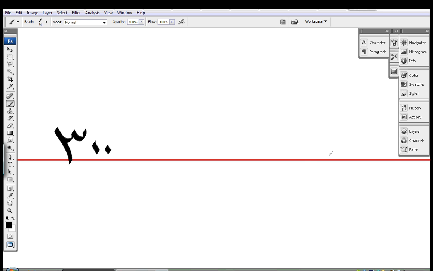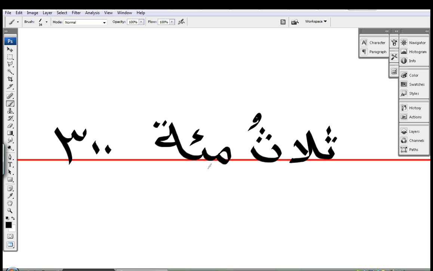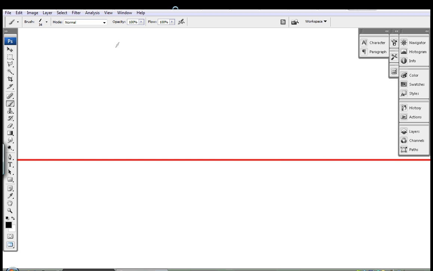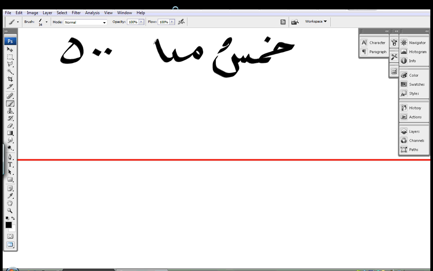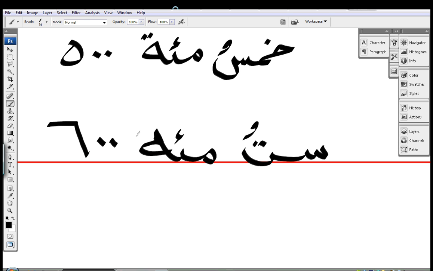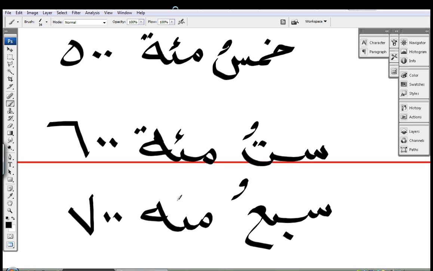But let's just say 300 as ثلاثمئة. 300 is ثلاثمئة. 400 is أربعمئة. 500 is خمسمئة. 600 is ستمئة. 700 is سبعمئة. Now let's stop here and notice something.